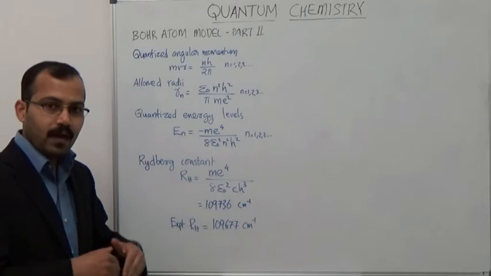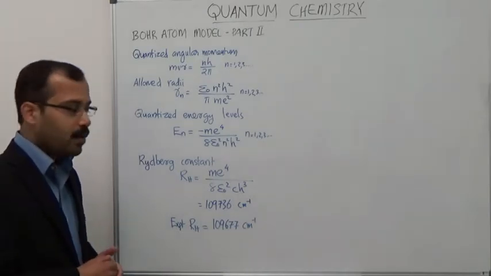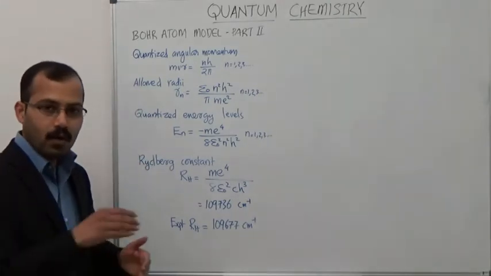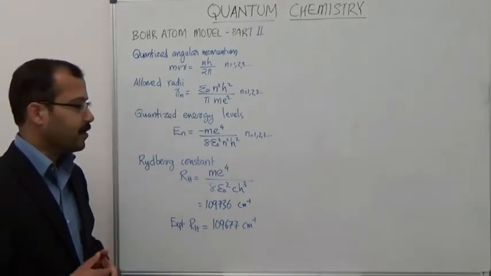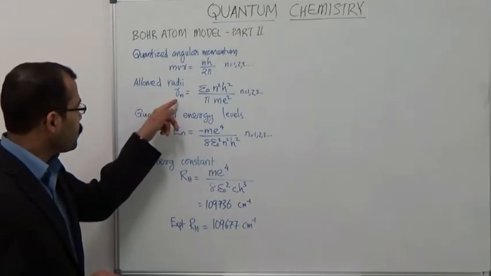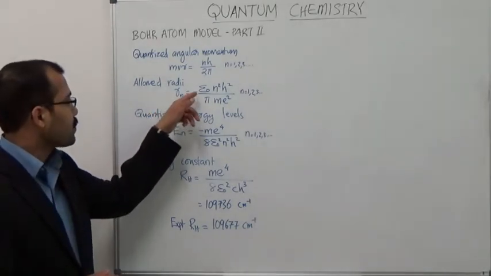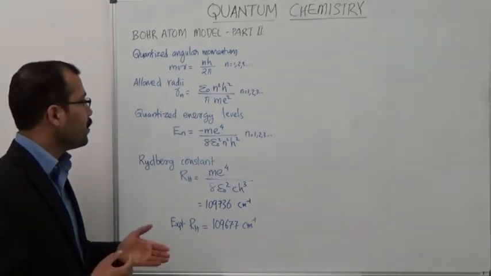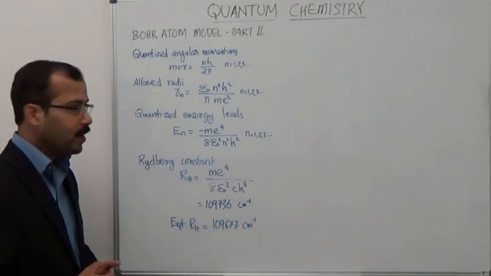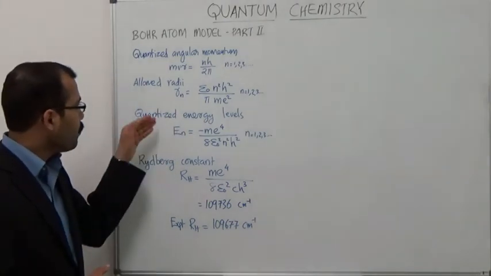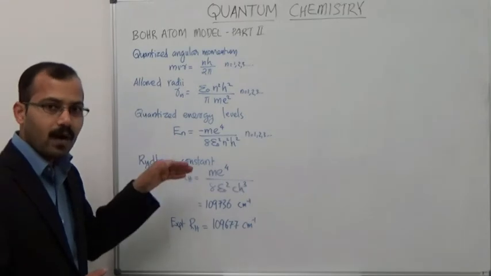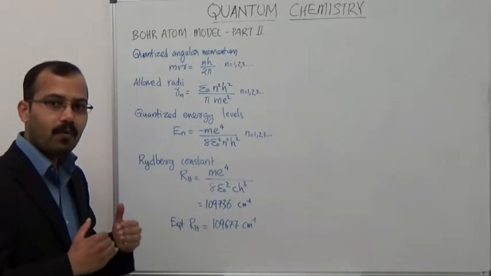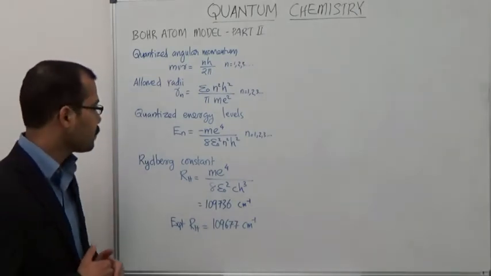So, bringing in this angular momentum quantization, Bohr was able to calculate the allowed radii of the orbits in the hydrogen atom, and the radius of the nth orbit in the hydrogen atom was calculated to be epsilon 0 n square h square divided by pi m e square. It means that the radii of the orbits in the hydrogen atom are quantized. It cannot have all values of the radius, but it can have only certain discrete values of radius.